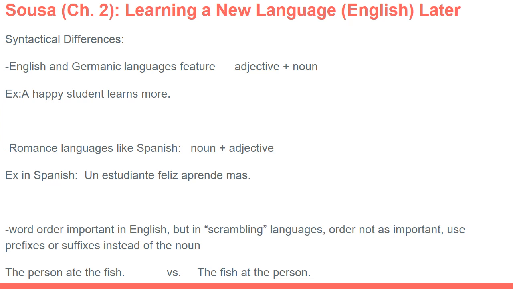And so that's important. You have to explicitly teach that to students to show the difference between where the adjectives go. And it's also important that they understand the concepts of word order and subject, verb, object. Because especially students that come from scrambling languages, where they have prefixes or suffixes instead of nouns, might have trouble understanding the difference between these two sentences if you look at the bottom. The person ate the fish, or the fish ate the person. So it's important that you explain that normally the first noun is the subject, and that is the one doing the action. And that will help explain syntactically and semantically the meaning of those sentences.